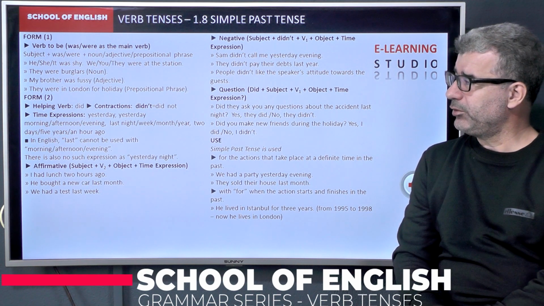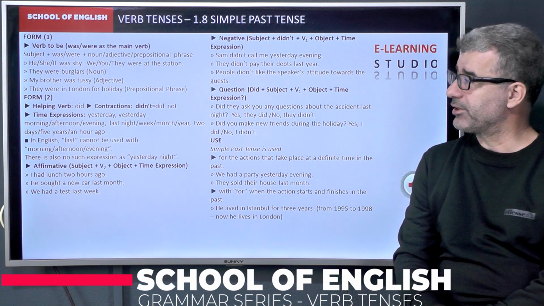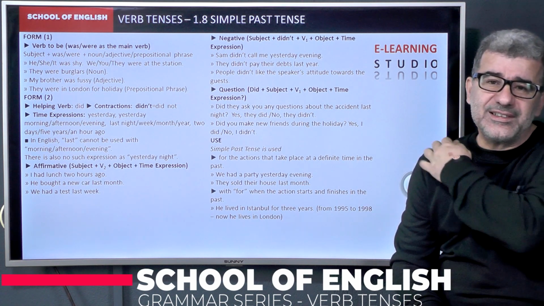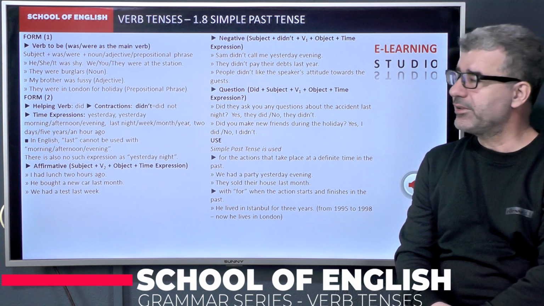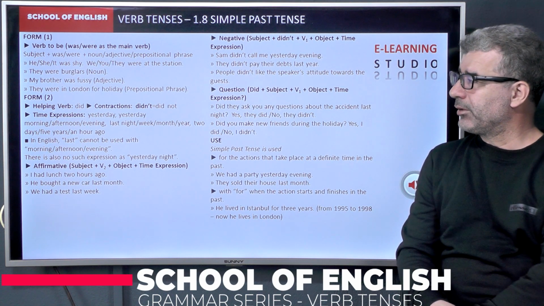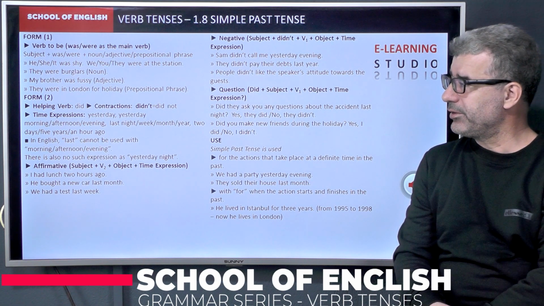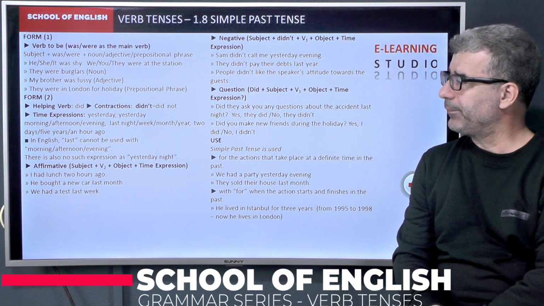Okay. Now the main formation. How about the main formation of simple past tense? The helping verb of simple past tense is did. Did helps us form sentences in simple past tense. Its construction in negative sentences, didn't for did not. Okay.